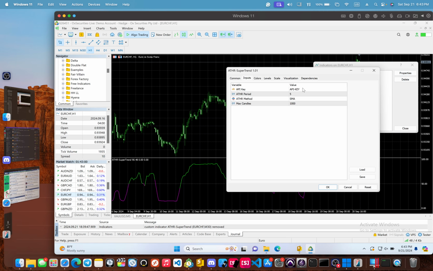The settings: we have your API key, which you get from your profile on our website. Next, we have the period. This is for the moving average, and then you can choose the method for the moving average. Lastly, we have the max candles. This is how many candles we want to calculate the ATHR Super Trend for.